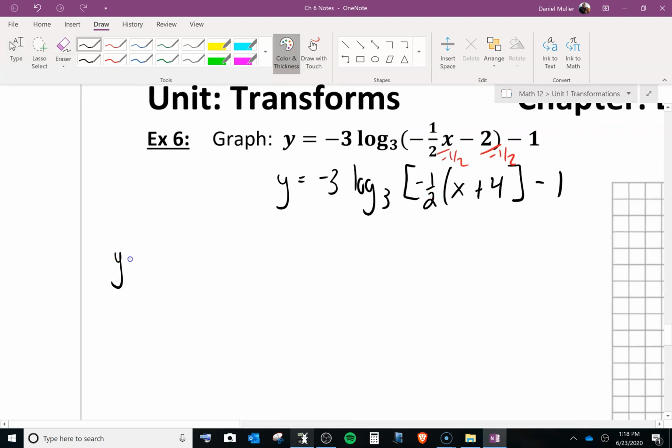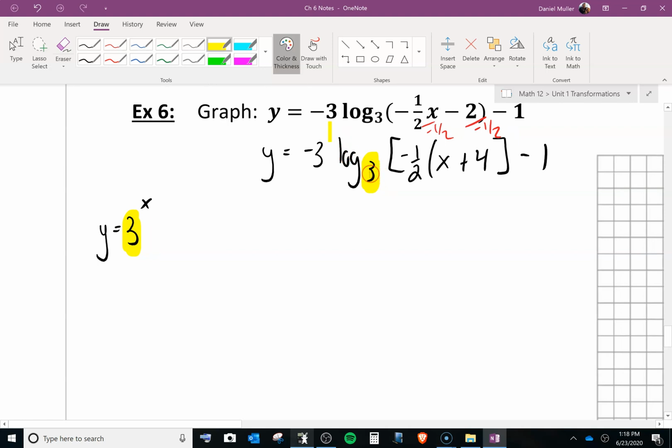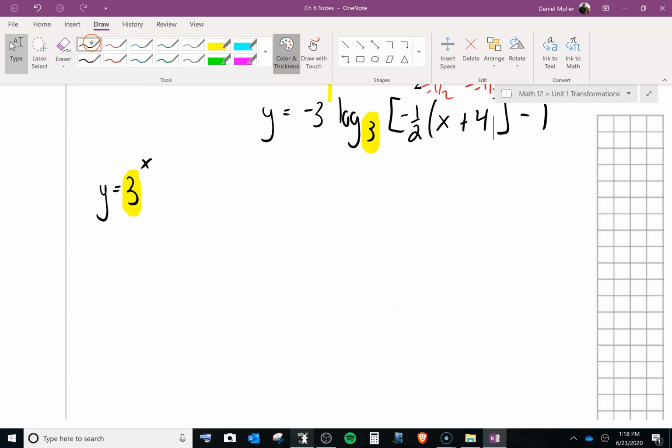Well, first you gotta start with the base function. In this case, the base is 3, so I'm going to do 3 to the x. The base is 3, so I did a 3 there, not because of 3 out there, that's not why. But it's a base of 3. This is log base 3. Now, I can create a table.